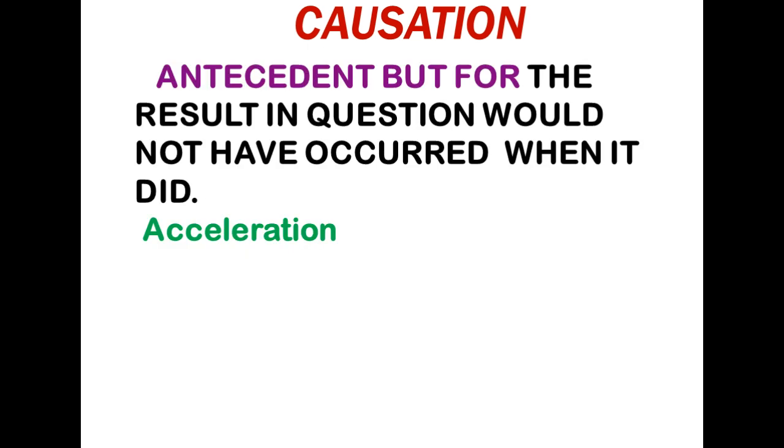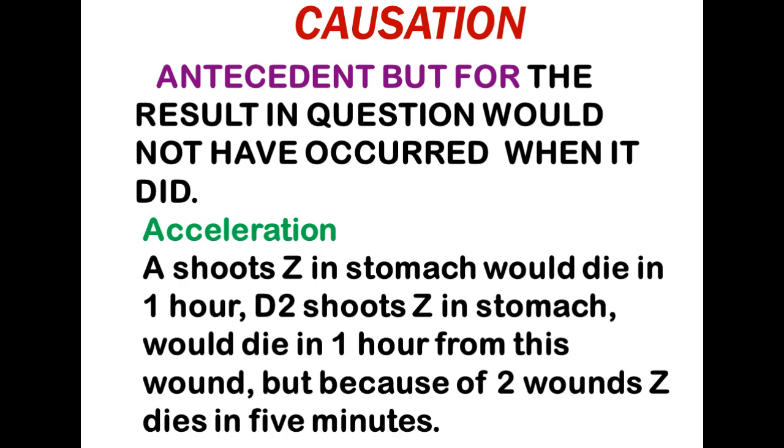So there are a couple of other instances that seem to confuse lawyers and judges in this but-for analysis. One of those is when there are intervening events or a subsequent event that accelerates the death. So A shoots Z in the stomach and Z would die in an hour. D shoots Z in the stomach, and would die in an hour from this wound. But because of the two wounds, Z dies in 5 minutes.